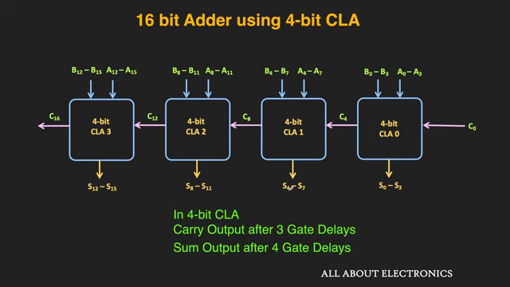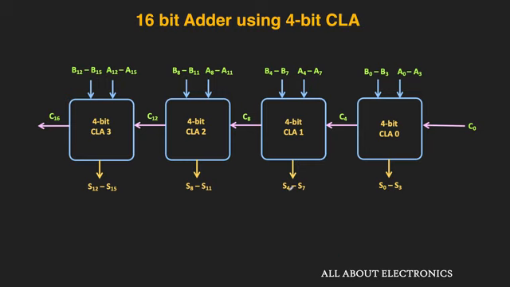As we have seen, for the 4-bit CLA, the carry output is available after 3 gate delays, while the sum output will be available after 4 gate delays. That means the carry output of this first stage will be available after 3 gate delays. As soon as the next stage receives this incoming carry, it will generate the output carry after 3 more gate delays. That means this C8 will be available at 6 gate delays. Likewise, for this third stage, C12 will be available at 9 gate delays. And once this C12 is available, this fourth stage will generate the carry at the 12th gate delay.